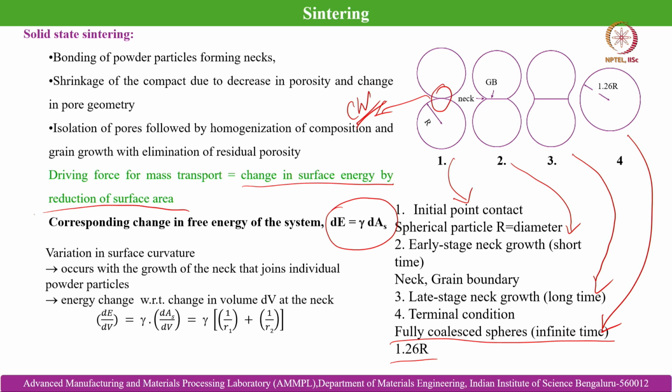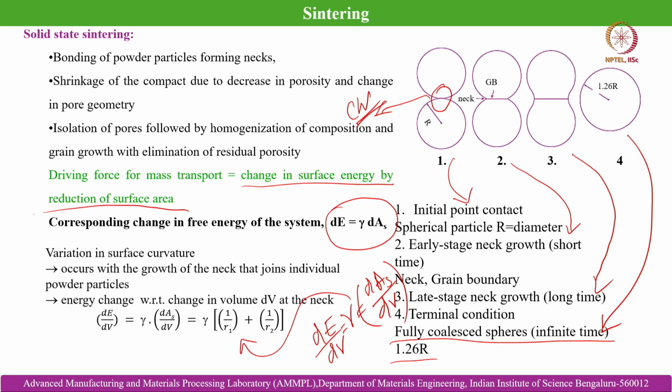So, which causes variation in surface curvature, energy change with respect to change in volume dV at the neck. If we differentiate with respect to the volume change at the neck, that is dE by dV, then we can write this as gamma dAs by dV. So, then we can further simplify this to be equal to gamma (1 by R1 plus 1 by R2).